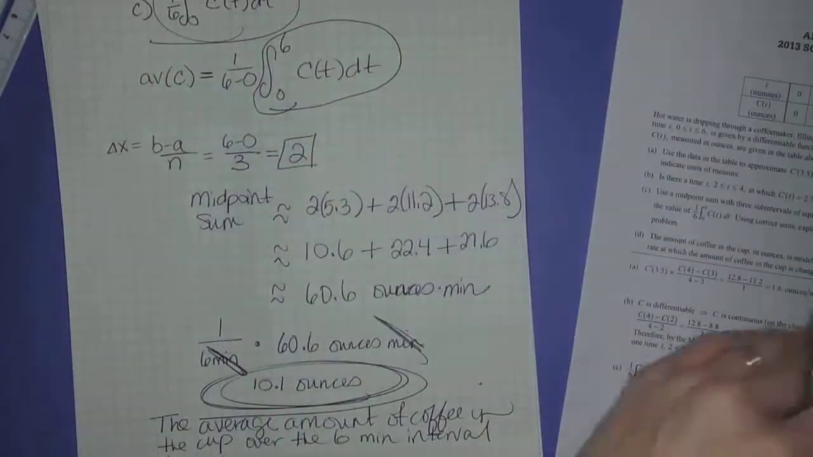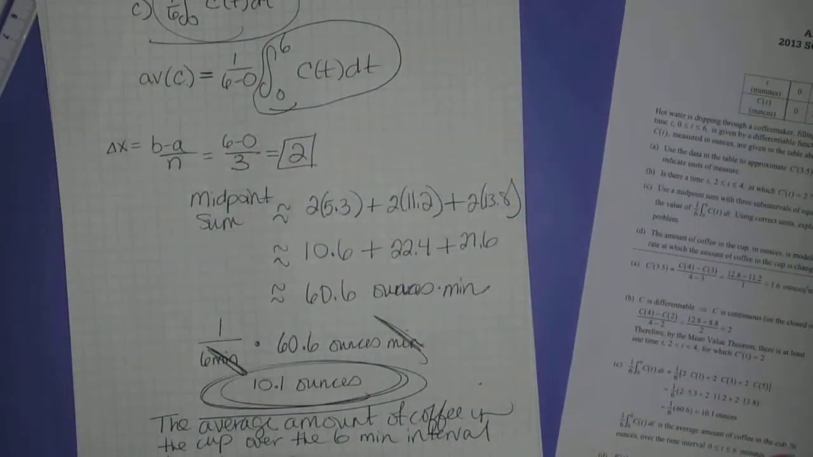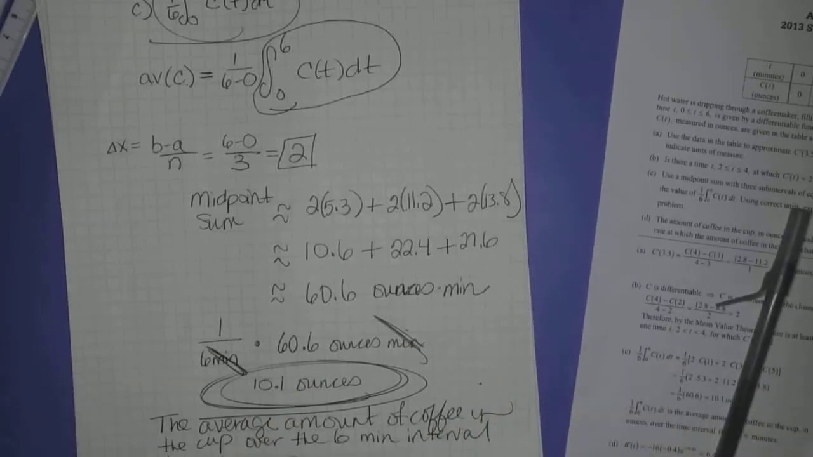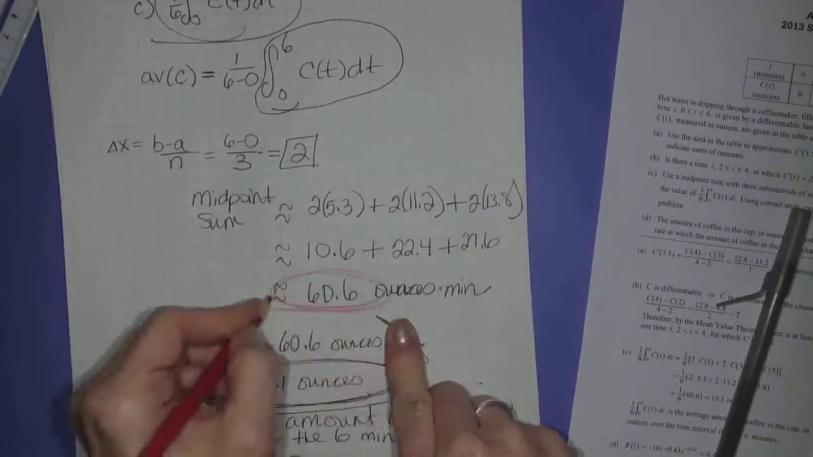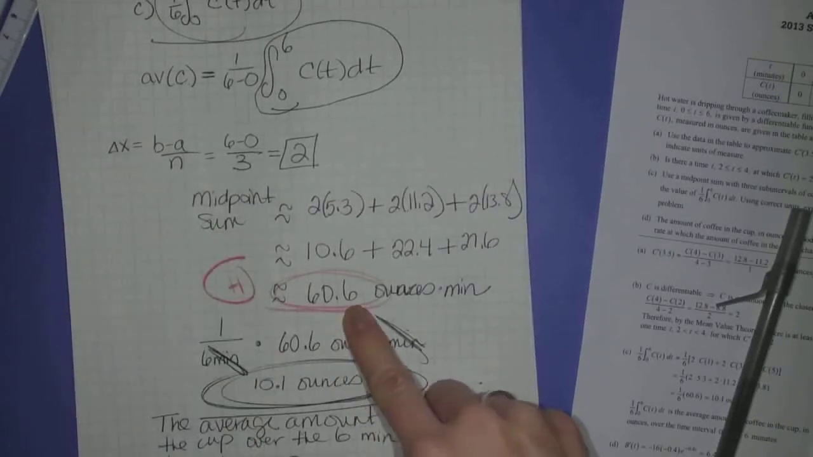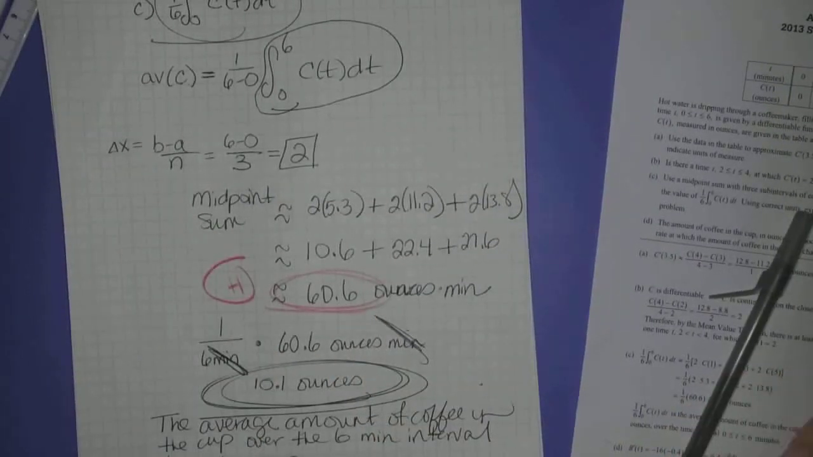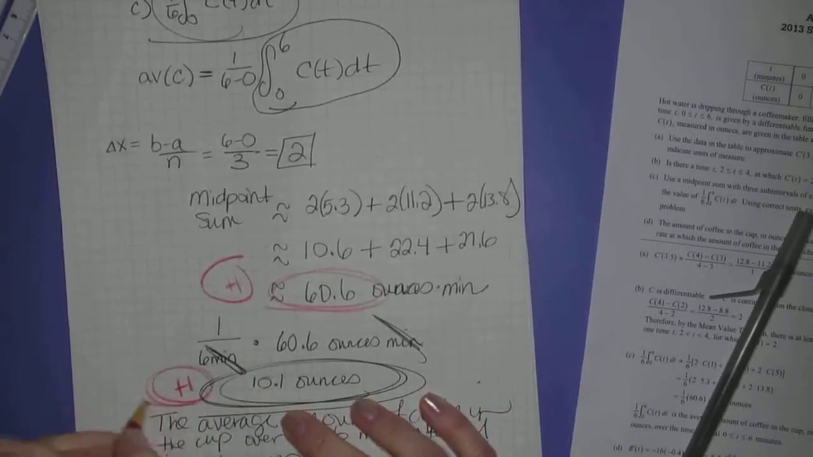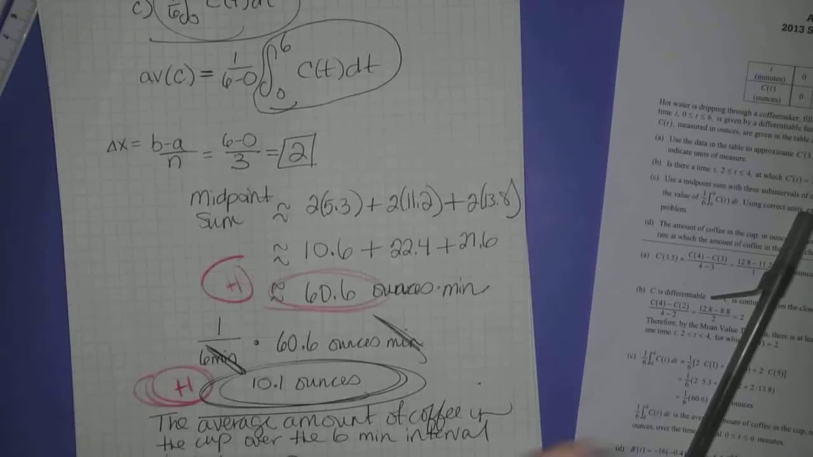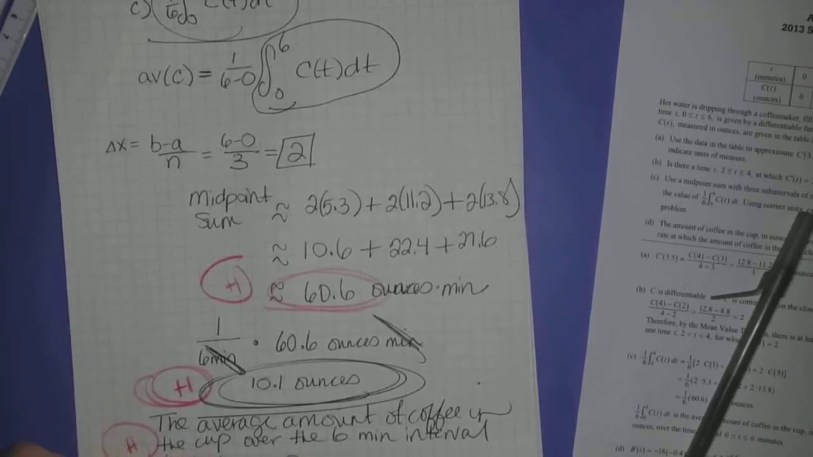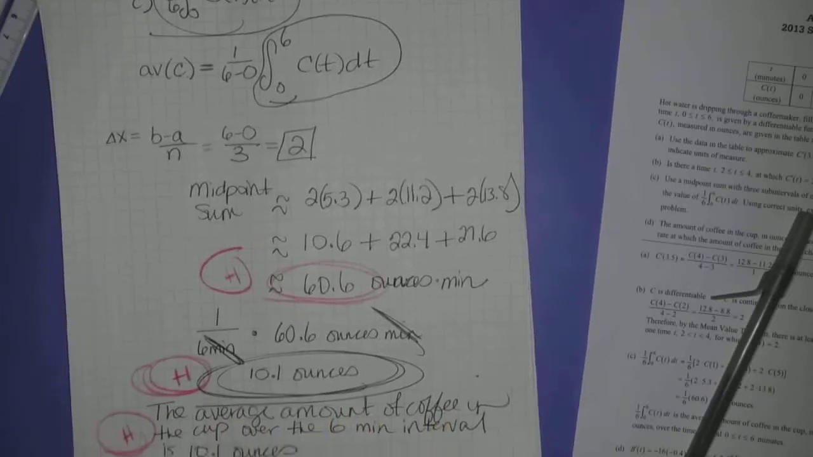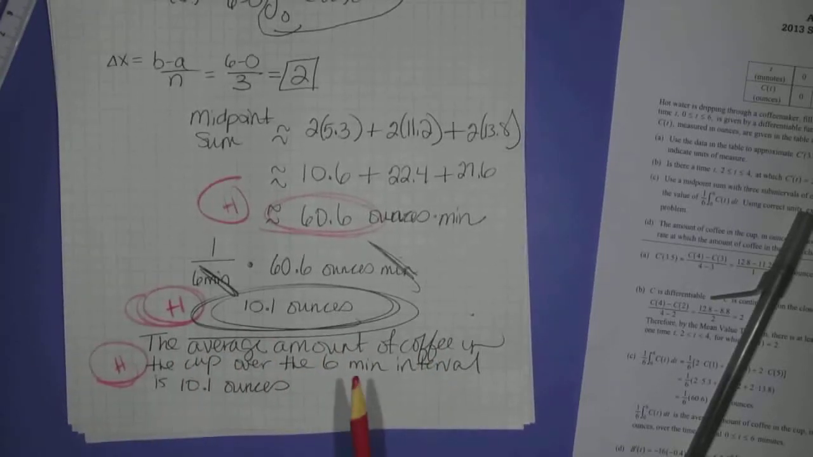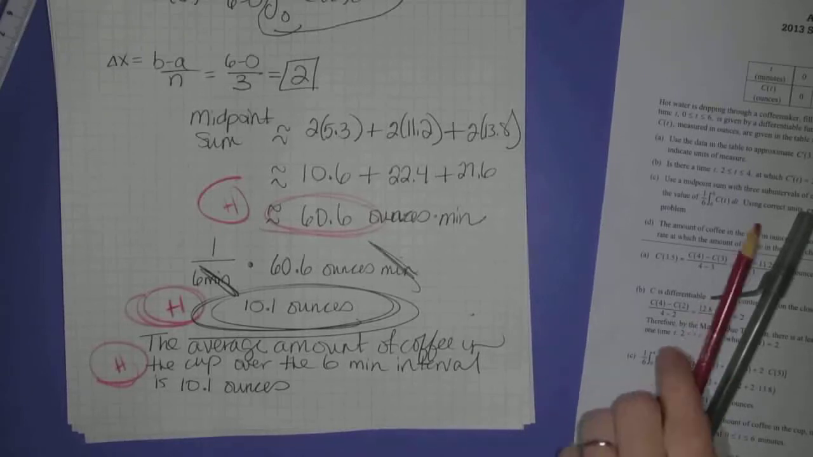Okay, so look at all that work. What did they give you the points for? Let me consult my answer key here. They gave you 1 for the midpoint sum. So you're getting 1 point for the 60.6. If you have that calculation, they're giving you a point. You are getting 1 point for the 10.1. And finally, you are getting 1 point for the interpretation. So if you say that the 10.1 is the average amount of coffee in the cup over the 6 minutes, then you've gotten all 3 points on part C.